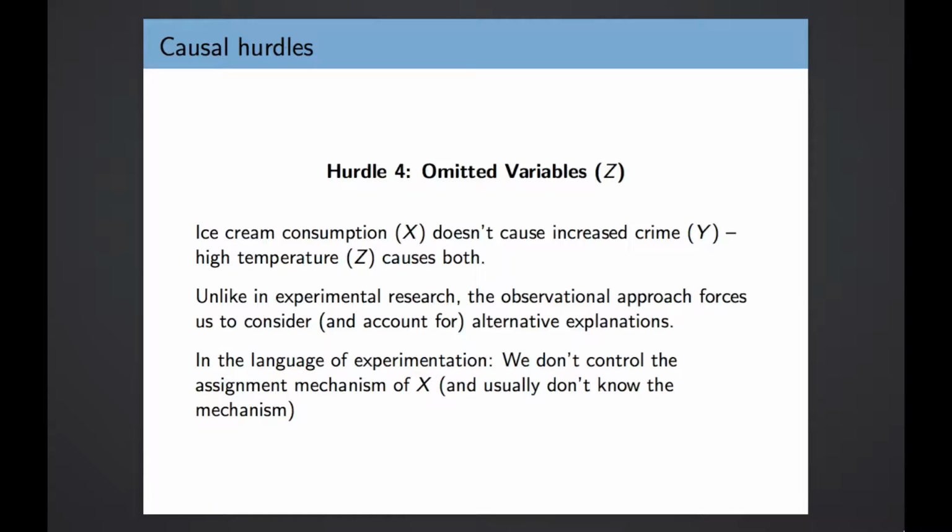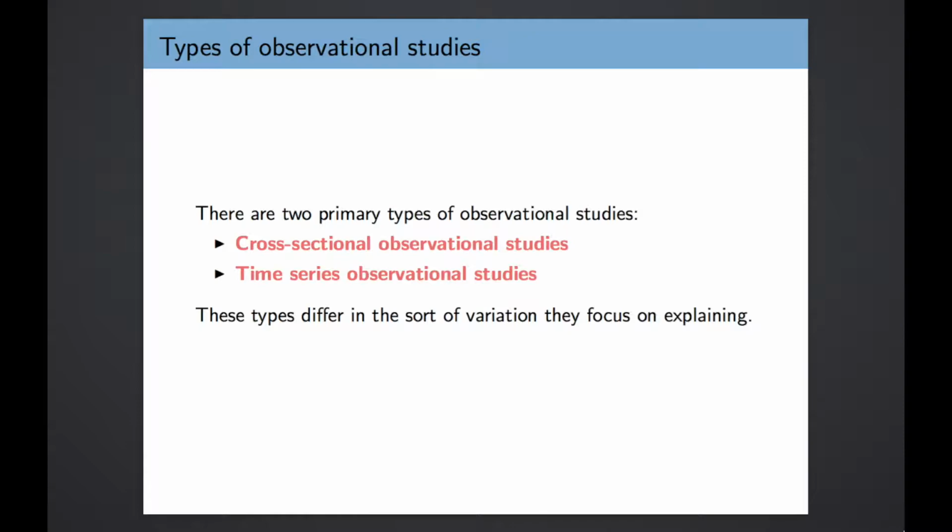So there are two primary types of observational studies. They are cross-sectional and time series observational studies. And these types of studies differ in the sort of variation that they are interested in explaining. So cross-sectional studies are primarily interested in explaining variation across units. So variation across people, or variation across districts, or variation across countries, whatever your unit of analysis is, comparing different ones of those units to one another and explaining that variation. Whereas time series studies are primarily interested in explaining variation over time.